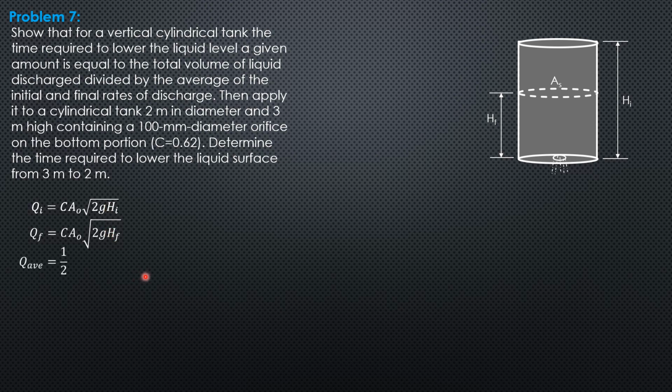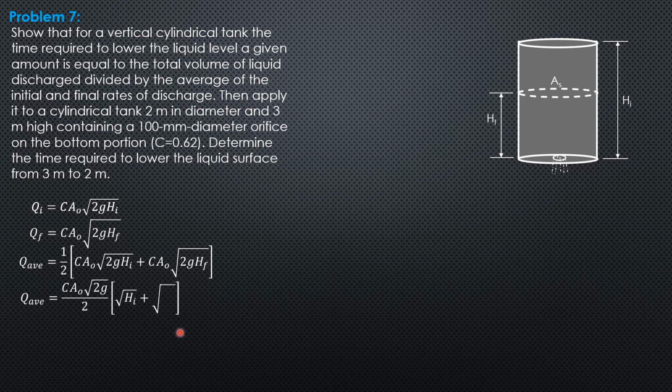So Q average is 1/2 of the quantity C area O square root of 2G HI plus C area O square root of 2G HF. Since C area O square root of 2G is common to these two terms, let's factor it out. So Q average is C area O square root of 2G over 2 times the quantity square root of HI plus square root of HF. Then Q average times time equals volume, or time equals volume discharged over Q average.